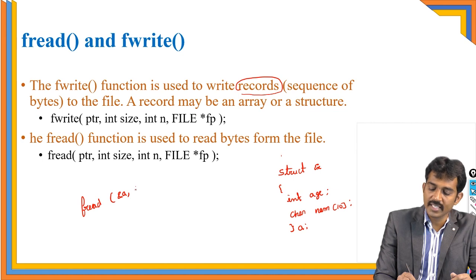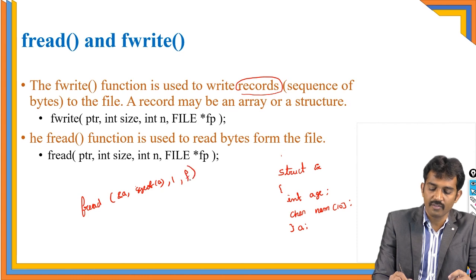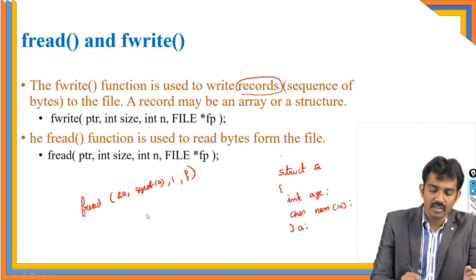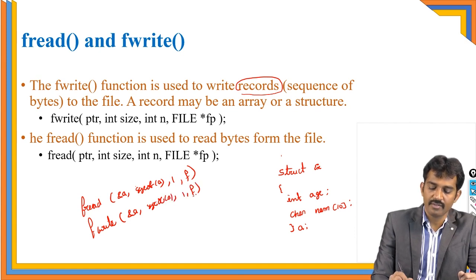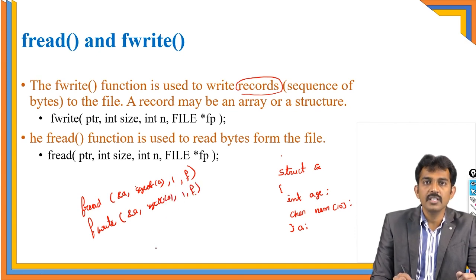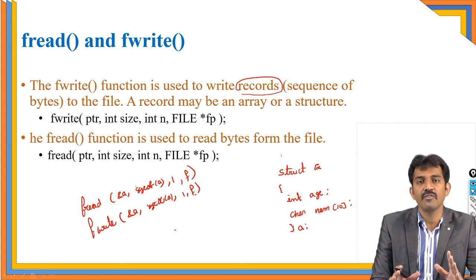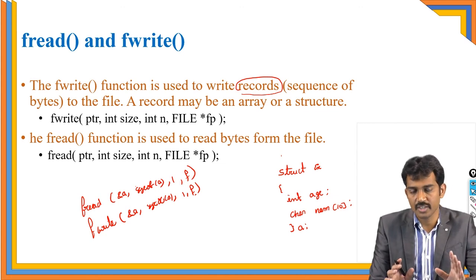So what is the size of that one? Size of A, comma, what is N here? N means how many records you are going to write: one time, one record. And what is the file pointer? F, that's all. That writes the data. So you just use the same thing for writing also. fwrite of ampersand A, size of A, 1, comma F. This is the statement you use for writing and reading data from the file in terms of structures.